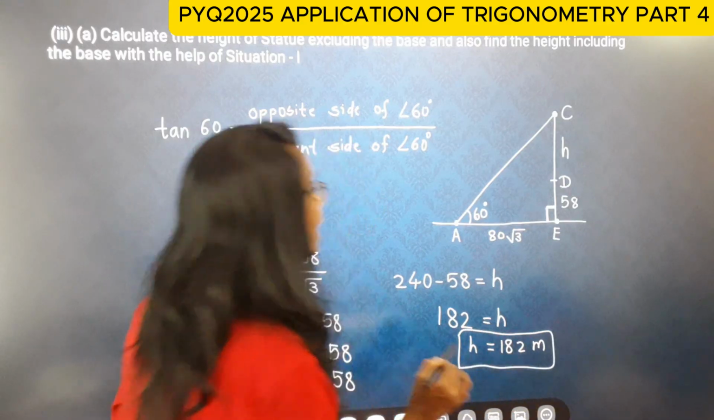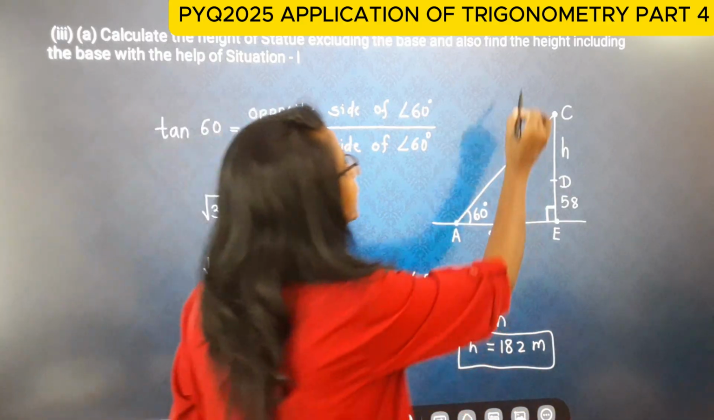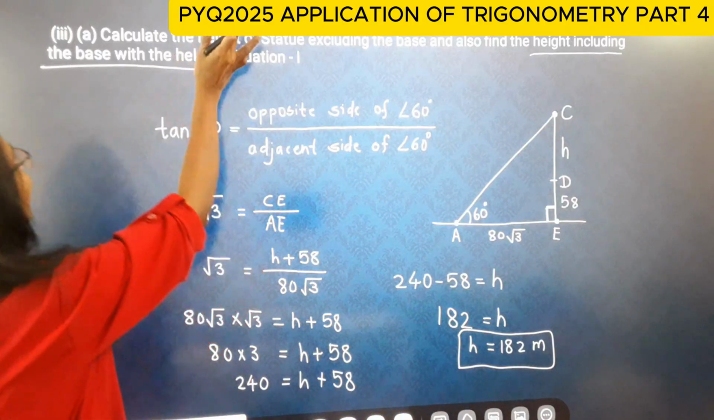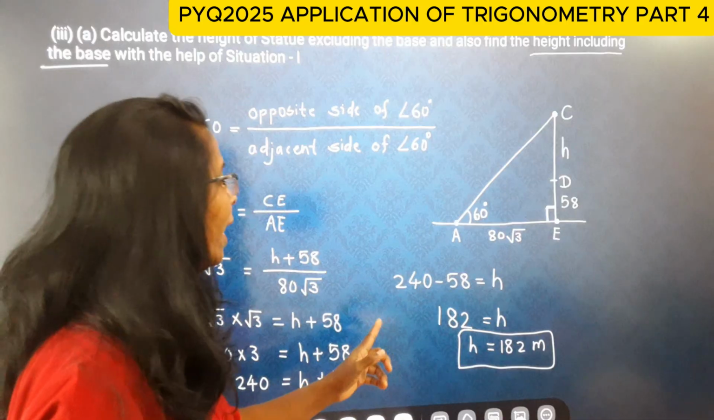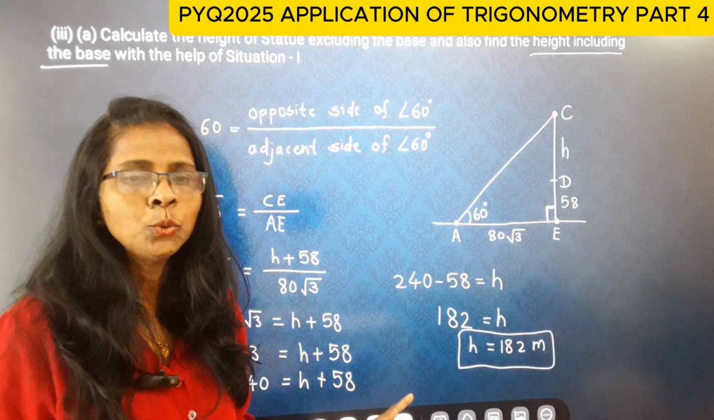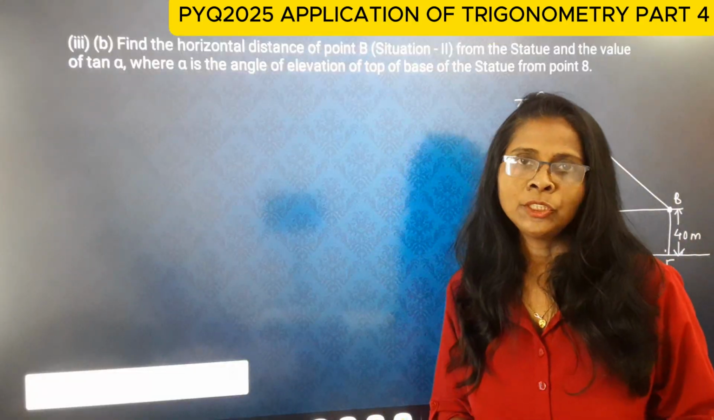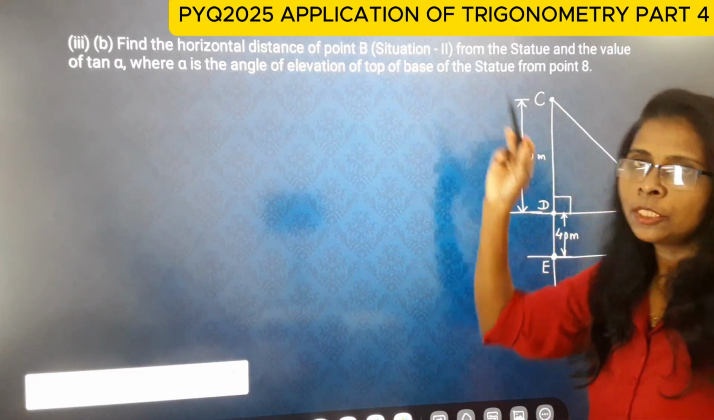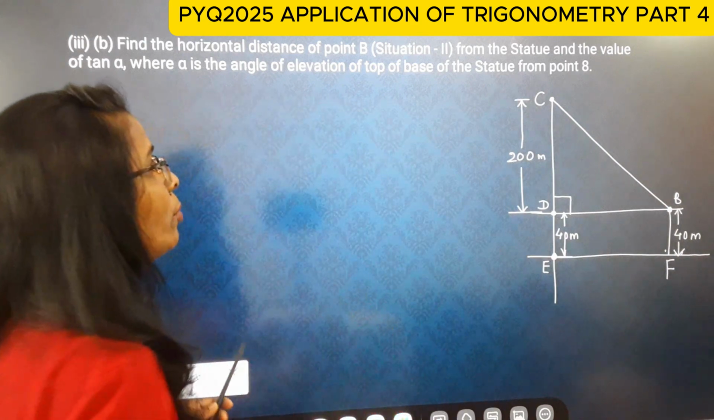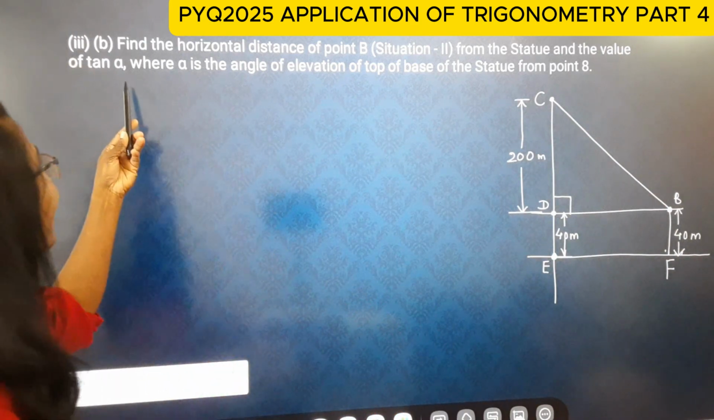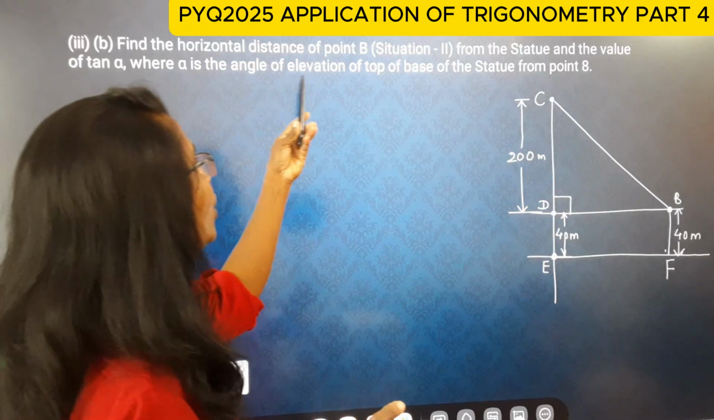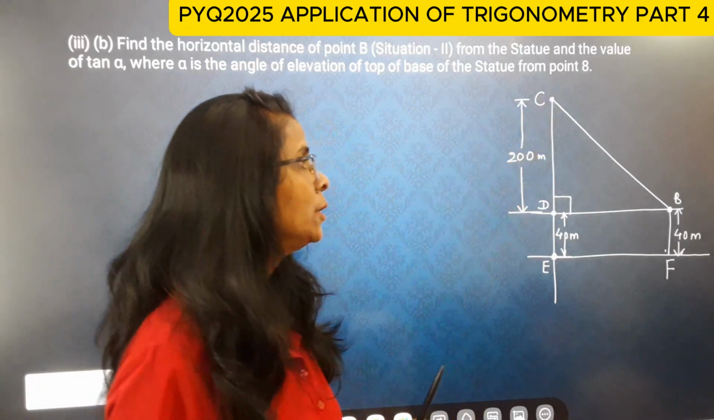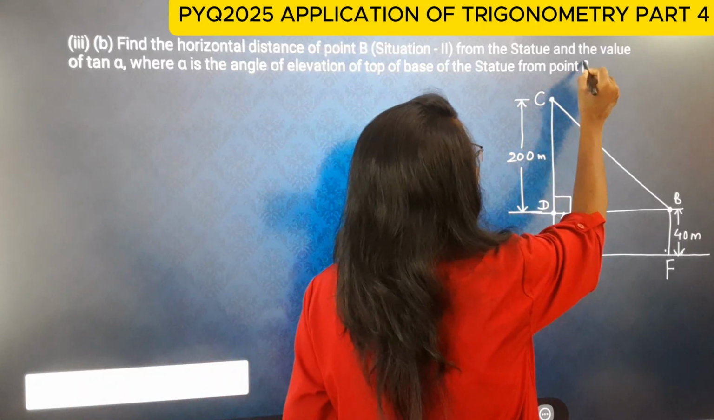Okay. So now here we can say that the height including the base is equal to 182 meter. Next sub question, students: finding the horizontal distance of point B for situation 2 from the statue, and the value of tan alpha, where alpha is the angle of elevation of the top of the base of the statue from the point B.